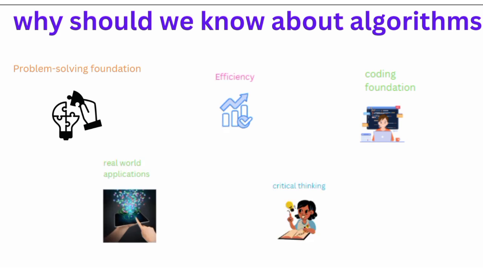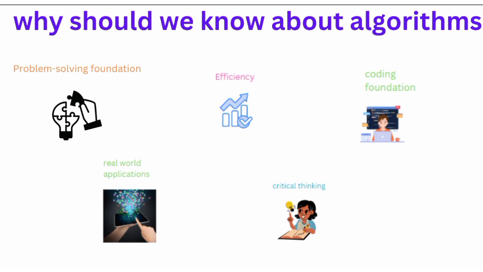Next, critical thinking. The process of analyzing and designing algorithms will boost your critical thinking skills. You learn to break down complex problems, identify key steps and evaluate different approaches. This critical thinking is valuable in many aspects of life, not just in computer science. So these are the 5 things that come under why we need to learn algorithms.